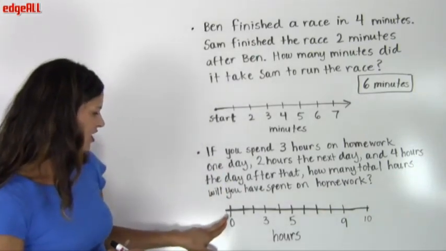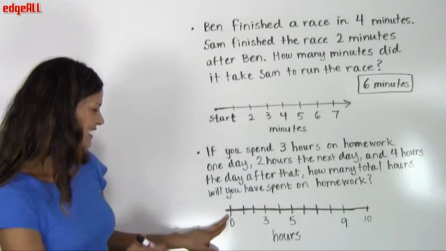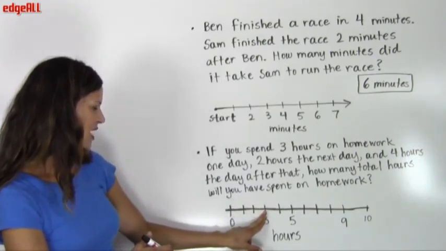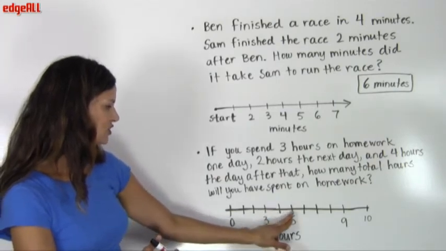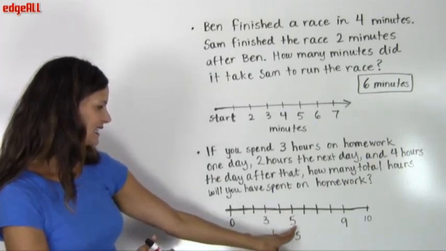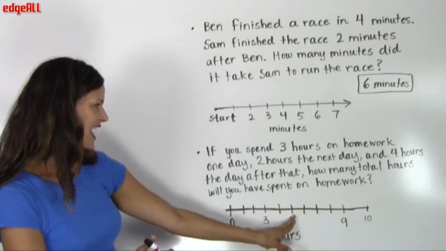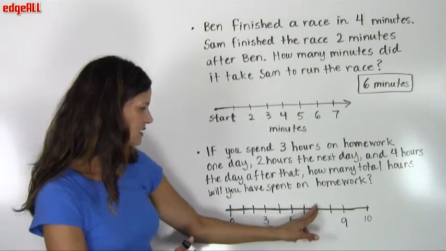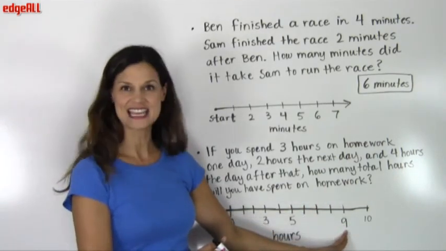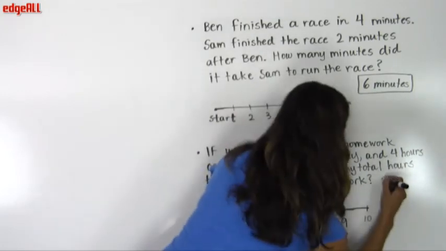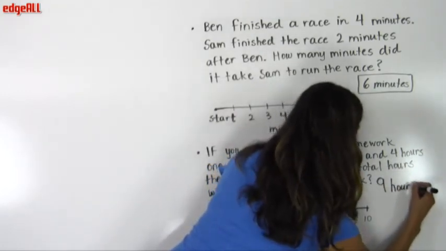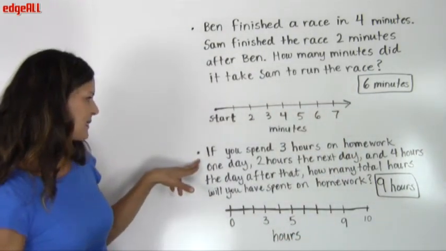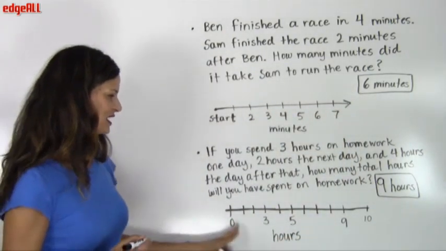So we're starting here, or at the beginning we haven't done any homework yet, and then we spend 3 hours doing the homework one day. Then we add 2 to that the next day to land at 5 hours, and then 4 hours the day after that. So we add 4 to the right, 1, 2, 3, 4, landing at 9. So the answer to this problem is that you have spent 9 hours doing your homework.